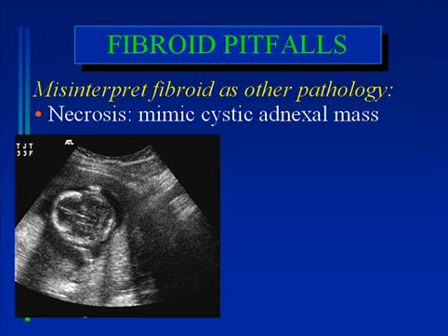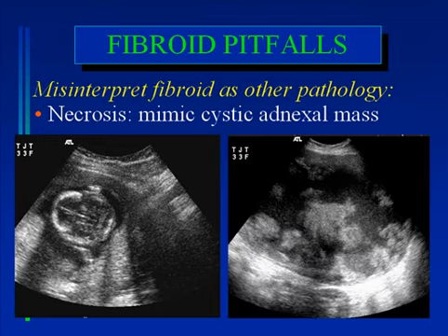Now, we can misinterpret fibroids as other pathology not only because of them being exophytic or pedunculated, but because of necrosis. This was an interesting example of a patient in the second trimester of pregnancy. You can see the fetal head here, who had a huge complex cystic mass with solid areas of tissue within it. And there was concern that she might have a very complicated ovarian mass.